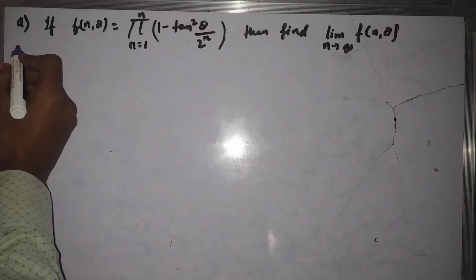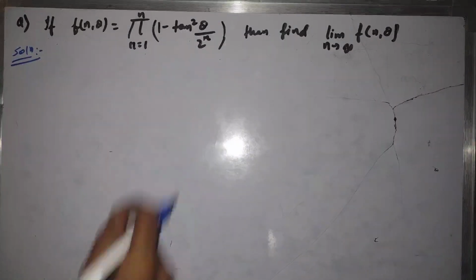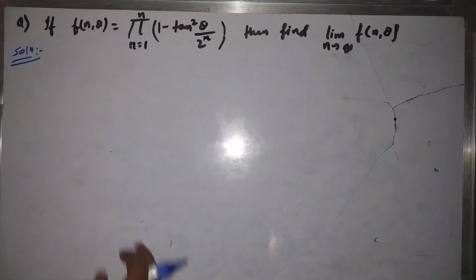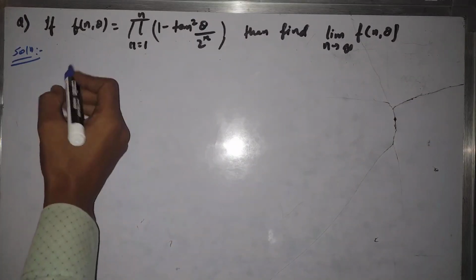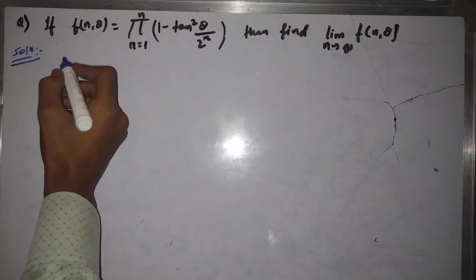So here we can see that if we divide it by 2 tan theta upon 2 to the power r, we will get tan theta upon 2 to the power n minus 1. Okay, so let's do that. I'm going to first analyze this.